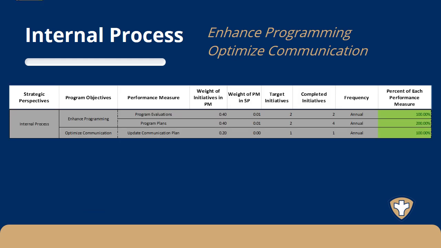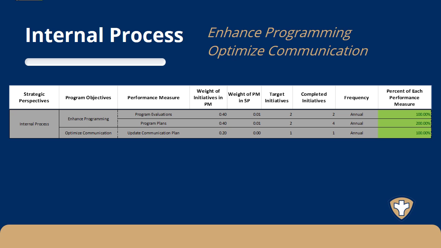Here's a screenshot from the internal process perspective that shows how we track some of these measurements. You can see here under objectives we have enhanced programming and optimizing communication. And then we're looking at program evaluations. You don't need to pay too much attention to the weight of these. That just helps us to measure how big of an impact completing those has on the overall strategic plan. But we can look at the target initiatives.